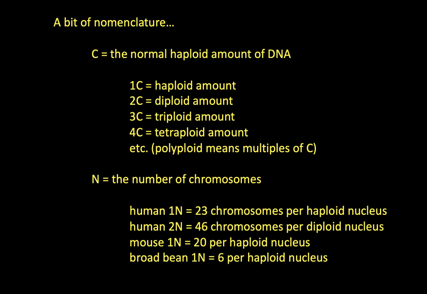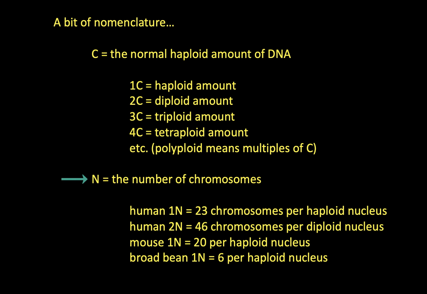So next I want to talk about how chromosomes are separated in cells, but before I do that, I need to talk a bit about definitions and nomenclature. So the C value is the normal haploid amount of DNA, or in bacteria, just the normal amount of DNA. So 1C, or just C, is the haploid amount, 2C is the diploid amount, 3C is the triploid amount, etc. And then multiples of this, we just call the C as being polyploid.